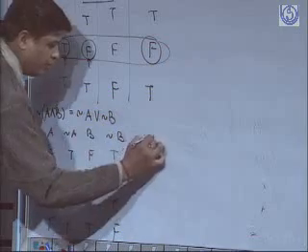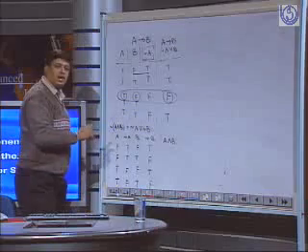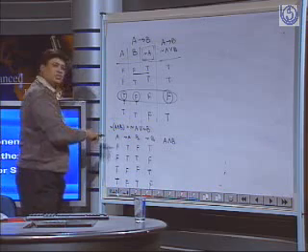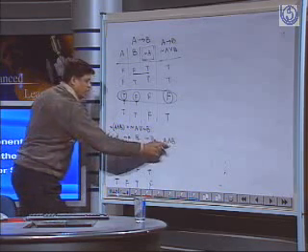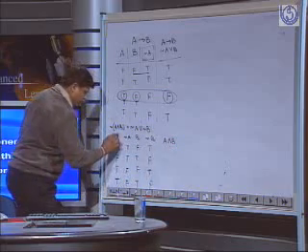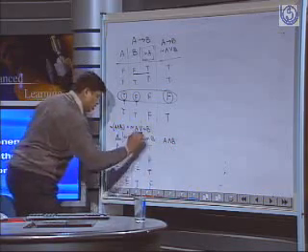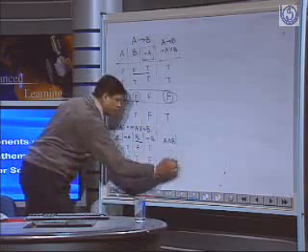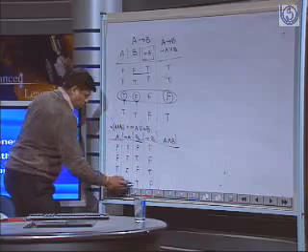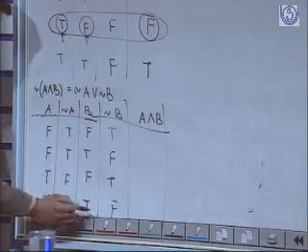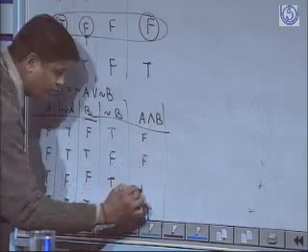Now, A conjunction B. What does conjunction say? All the inputs must be high to have a high output. All the inputs must be true to have a true output. So A and B, A conjunction B. Please refer to how we are drawing the truth table. All the inputs must be high. It is only this situation, so only this situation should be true and the rest should all be false.